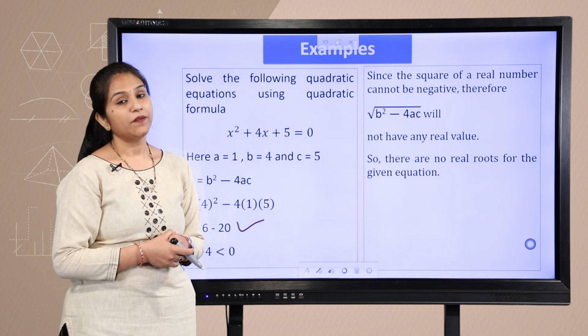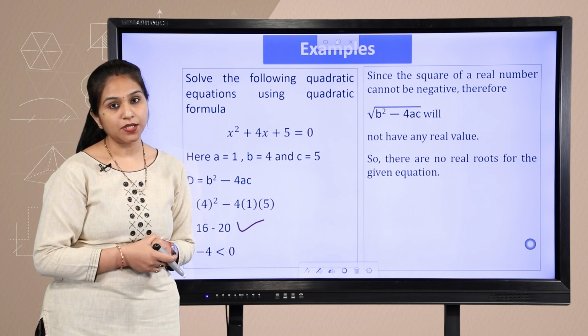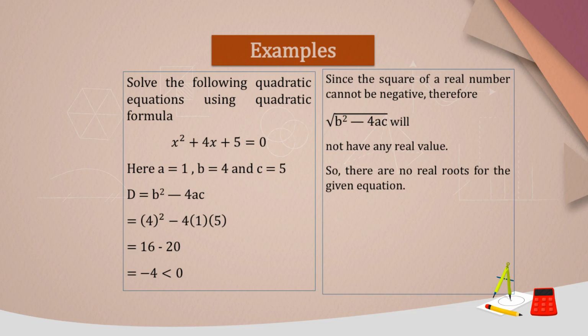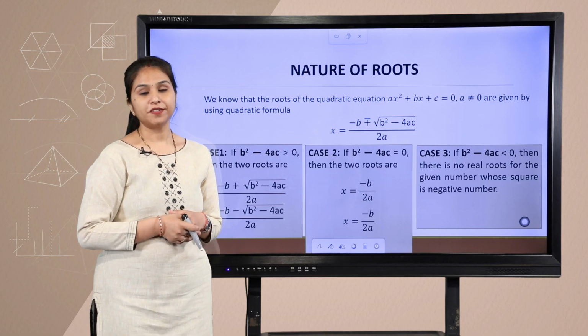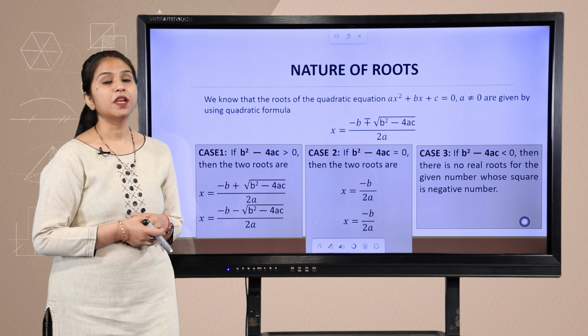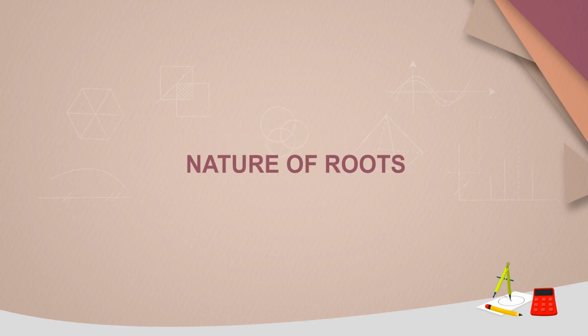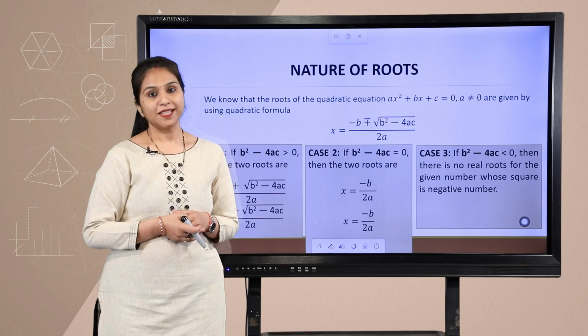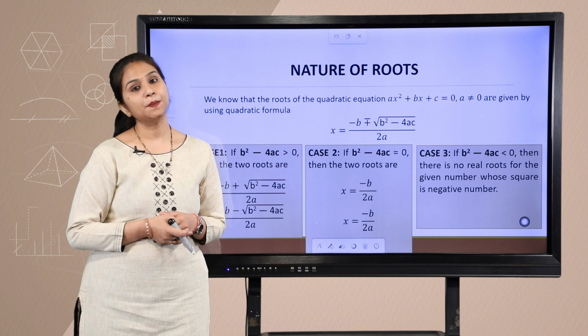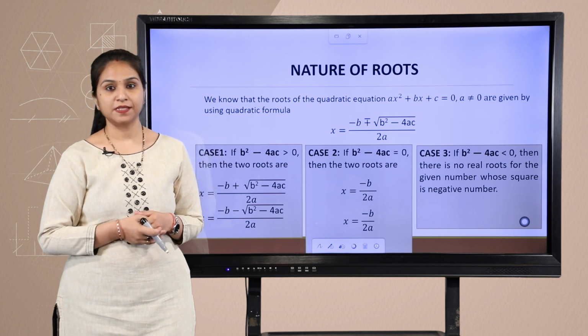So children, when the discriminant becomes less than 0, in that case we cannot find any root for the equation. So such an equation does not have any solution or any zeros or any roots. So children, after this, now we are left with only the last topic of our chapter, that is nature of roots. This is one of the very important topics of your chapter. Nature of roots depends completely on the value of the discriminant.